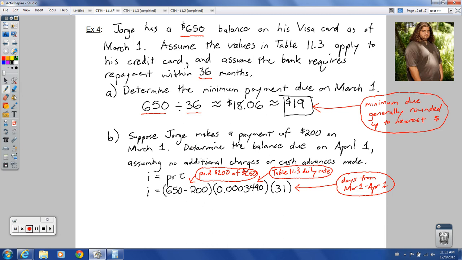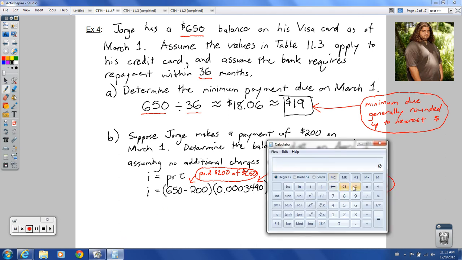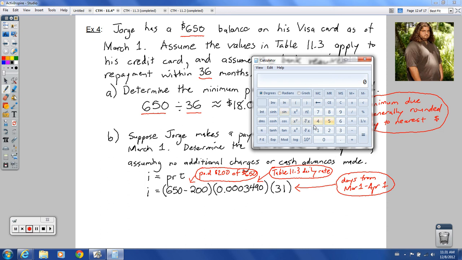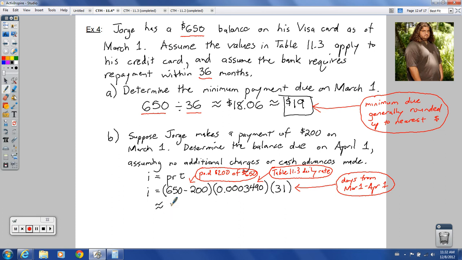And so let's work the numbers out here. I'm just going to take a calculator out at this point. So we take 450 times 0.000349, I can leave off that last 0, times 31 would be about 4.8685, round it off, 4.87. So this would be your amount of interest that you have to pay.